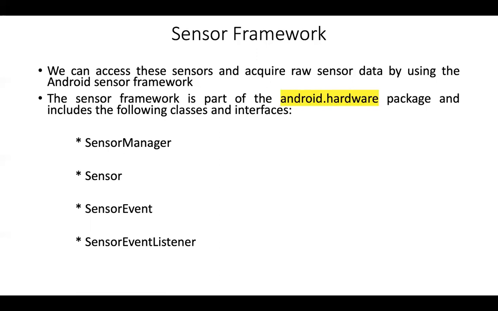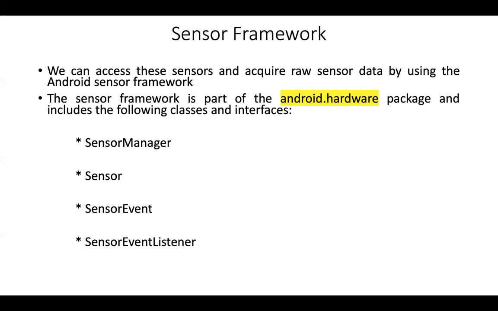The very first class is SensorManager. We can use this class to create an instance of the sensor service. This class provides various methods for accessing and listing sensors. It also enables us to register or unregister sensor event listeners. It's also used to get orientation information. All of these are done by using the class SensorManager.